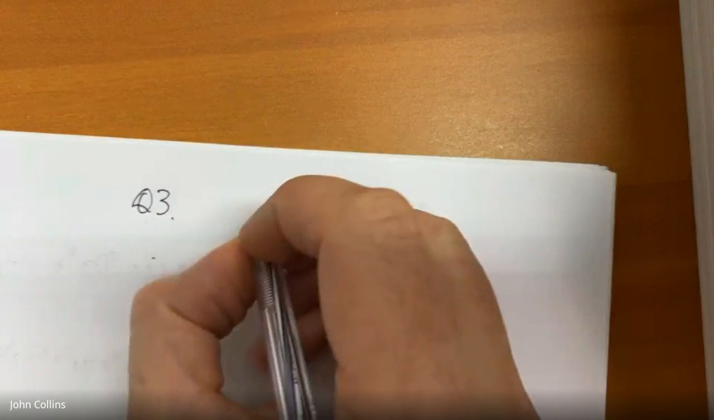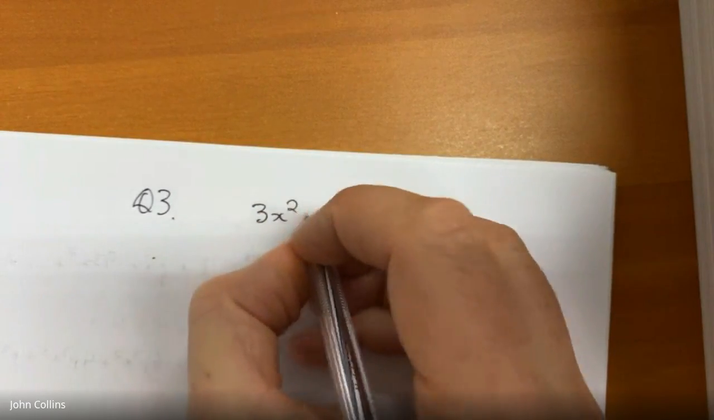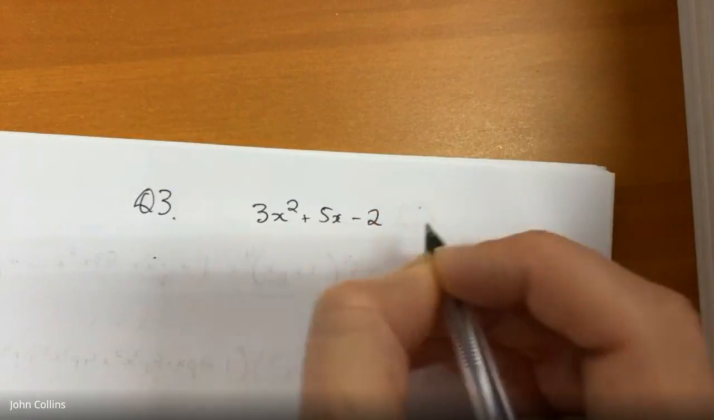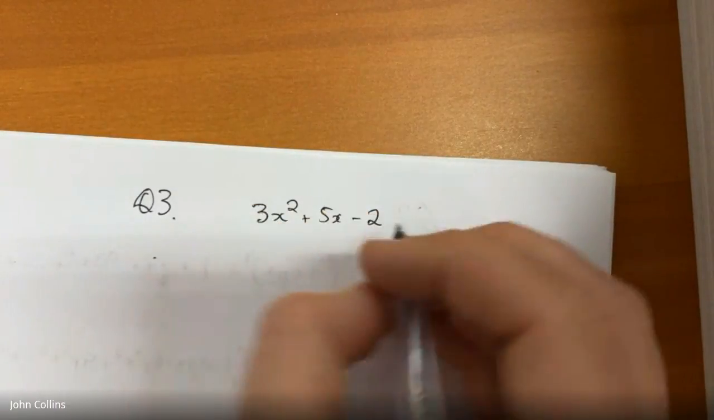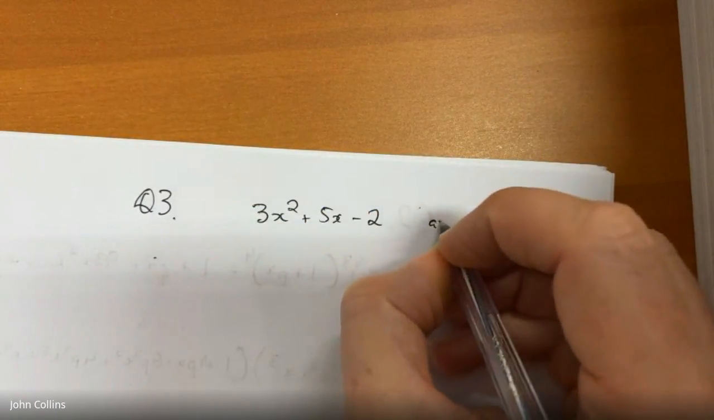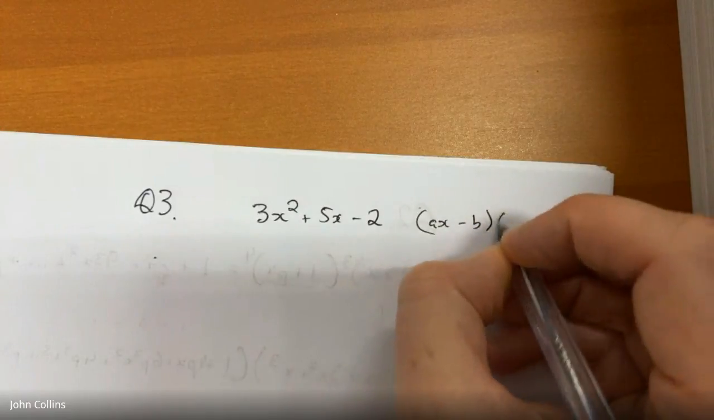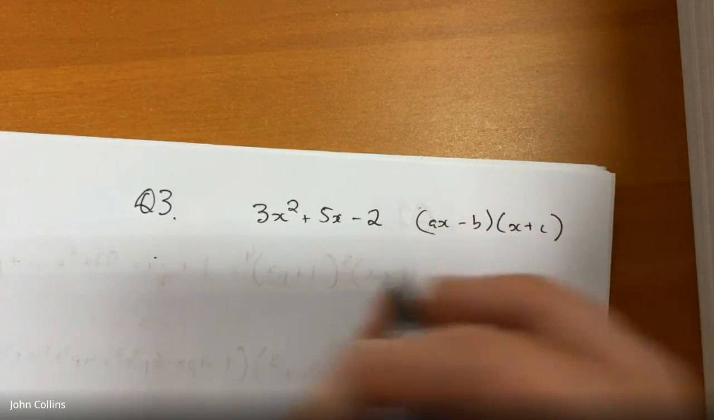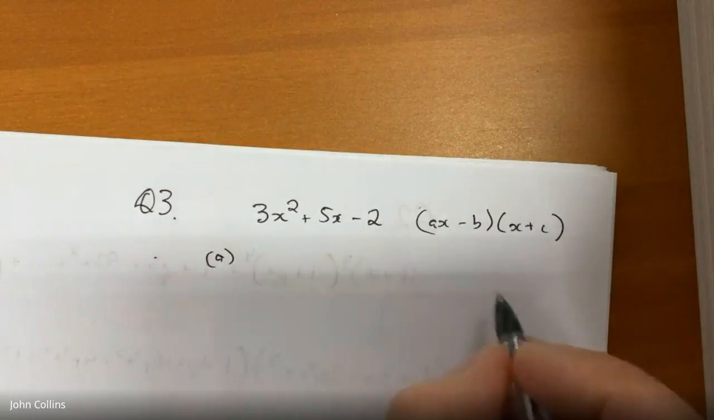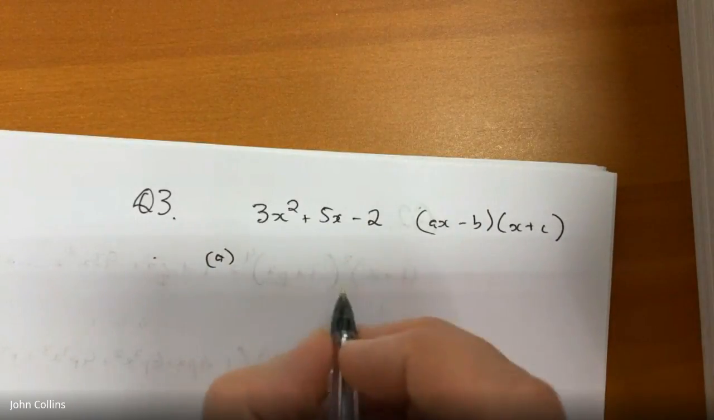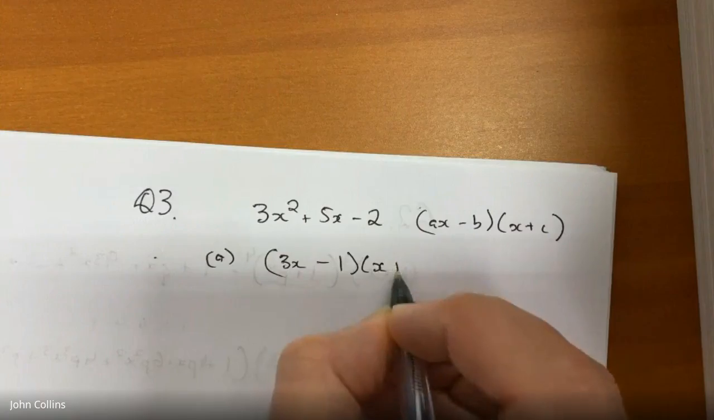Okay, I'll write the question. It's 3x squared plus 5x minus 2. Write down the quadratic in the form (ax minus b)(x plus c). So a bit of factorizing. I presume you're able to do that. So let's get your answer to part A. What was it? 3x minus 1, x plus 2. Okay, yep, that makes sense.